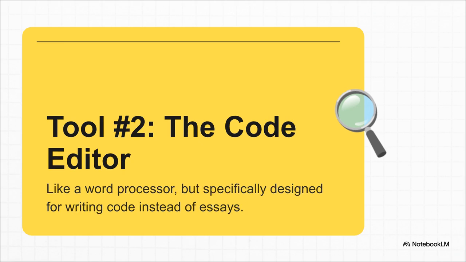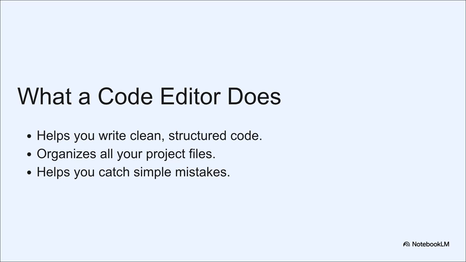Next, we've got the code editor, and the best way to think about this is it's like Microsoft Word, but for code. Instead of writing essays, you're writing HTML, CSS, and JavaScript. It's a special program built just to make that whole process way easier. So why not just use a plain text file? Well, because a good code editor is like your coding sidekick. It helps keep everything organized, it color codes your work to make it easier to read, and it'll often catch you if you make a simple typo, saving you from a huge headache later.